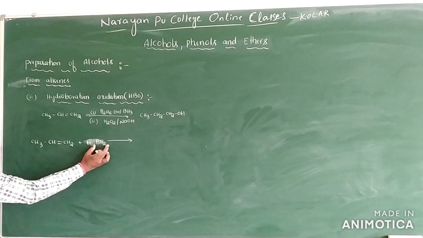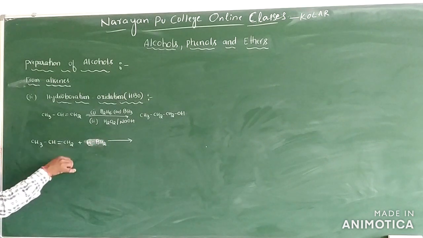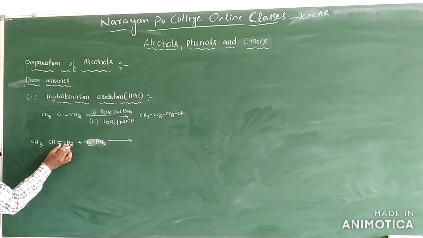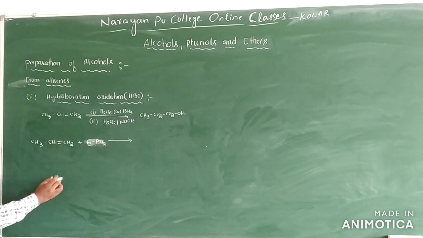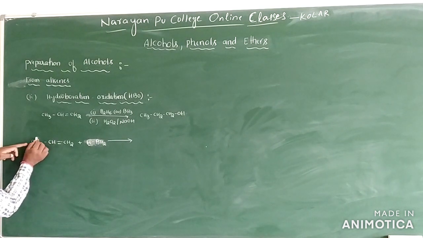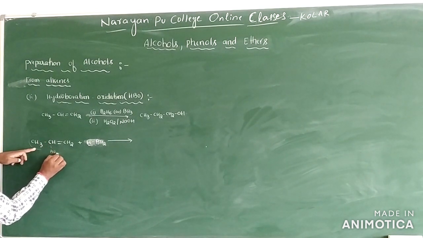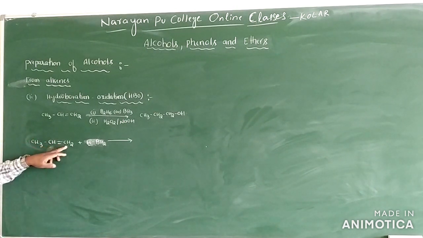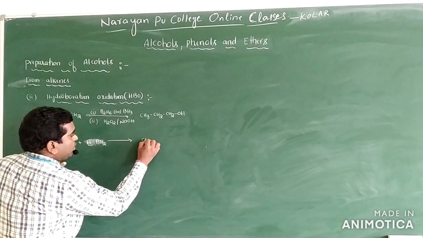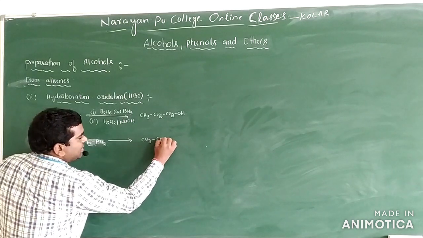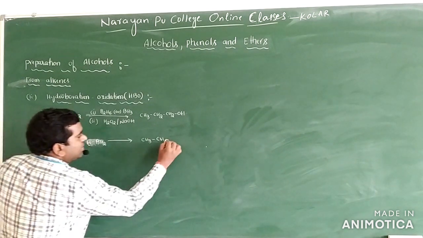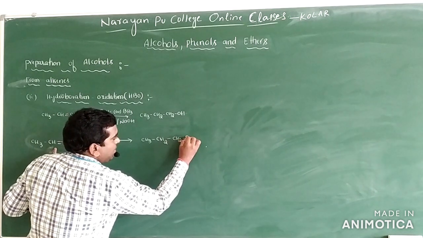BH2 is a bigger group compared to hydrogen. So that's why BH2 will be added to the double bonded carbon where there is no steric effect. Steric effect means where the number of alkyl groups is more. If BH2 is added there, there will be repulsion. So BH2 will be added to the carbon where the number of alkyl groups is less. Then the compound you will get is CH3CH2CH2BH2: H is added at the more alkylated double bonded carbon, the double bond is converted into single bond, and BH2 is added here.